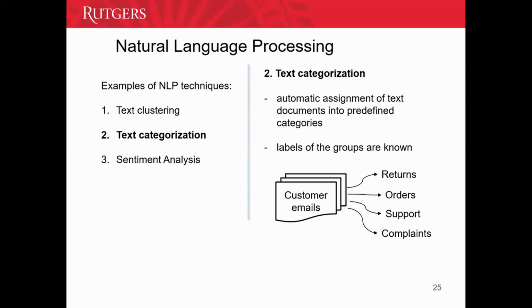A second example of natural language processing techniques is text categorization. Now, when I talked about text clustering in the previous slide, we did not know what groups existed initially, right? It's just a matter of clustering those documents based off their similarity. But in text categorization, the groupings are known, right? So I want to give you an example here of text categorization.